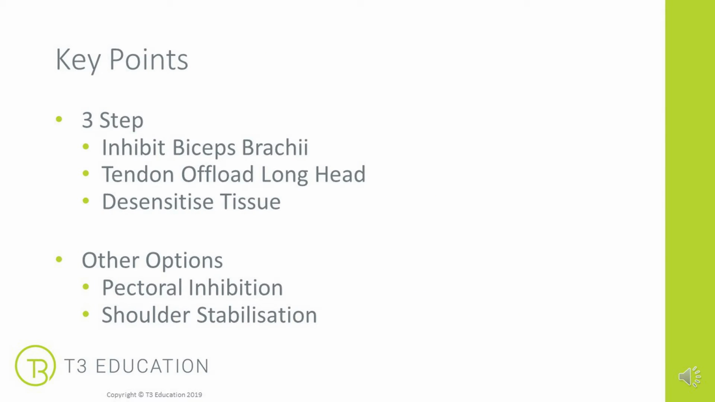Here we're going to demonstrate a 3-step taping. Firstly, we're going to inhibit that biceps brachii to keep it long, to keep it soft, and to keep the tension off the tendon as it heals. Secondly, we're going to do a mechanical tendon offload. So again, getting the pressure off that area as it heals. And finally, we're also going to desensitize the tissue in that area.